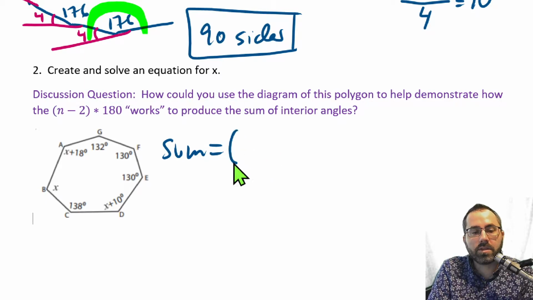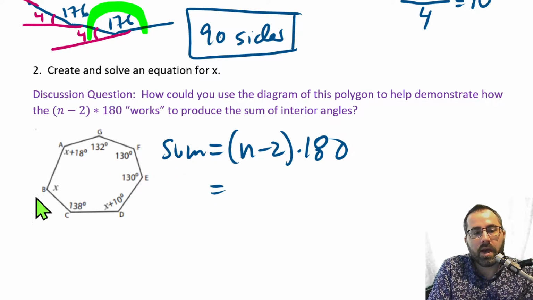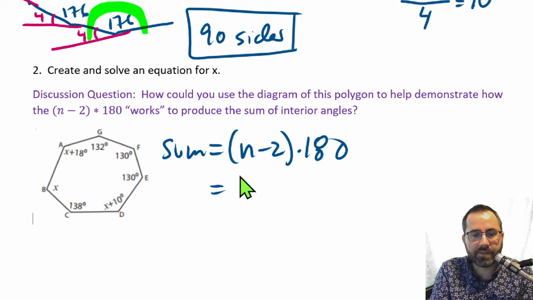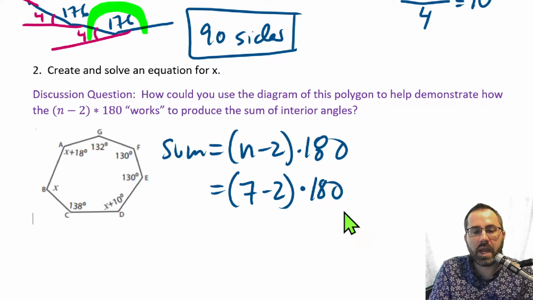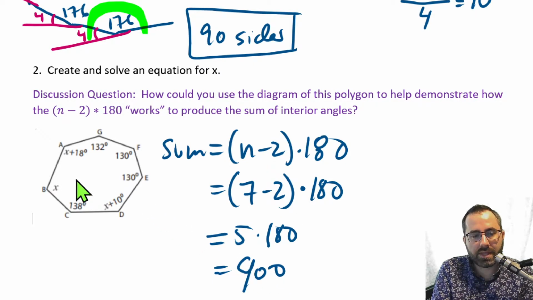So the sum is going to be the formula n minus 2 times 180. And I just wrote sum, but what I really mean is the sum of all the angles on the inside. So we already talked about, hey, there's 7 sides. That's why I was interested in counting those 7 sides at the beginning. So let's use the formula to find the sum. 7 minus 2 times 180, and we're just using the formula to find the sum of the angles. So that'll be 5 times 180 from subtracting first, and then 5 times 180 is 900. So what that means is that all these angles sum to 900.